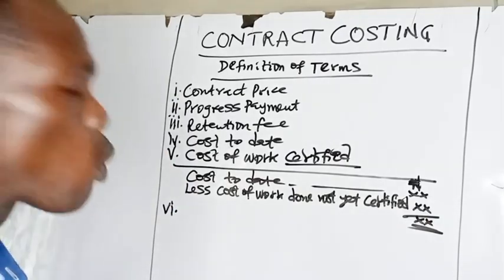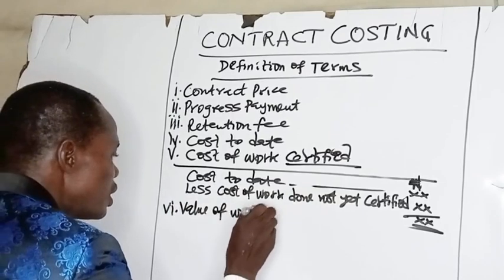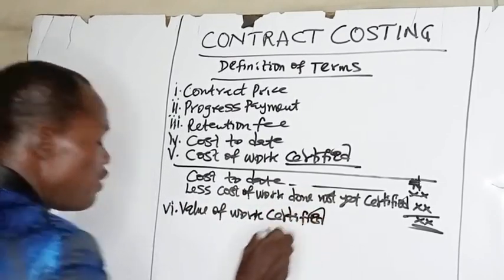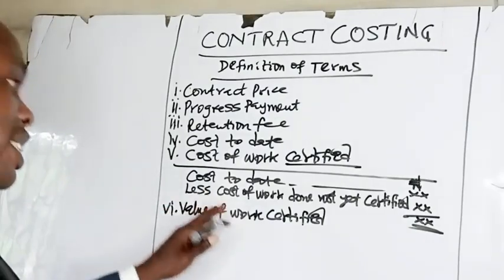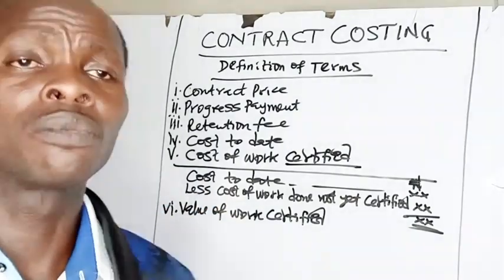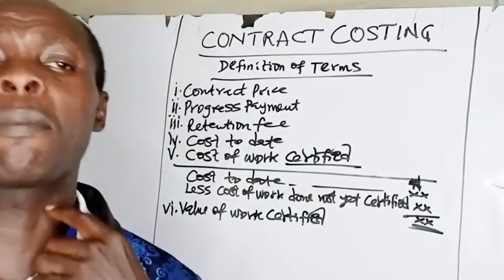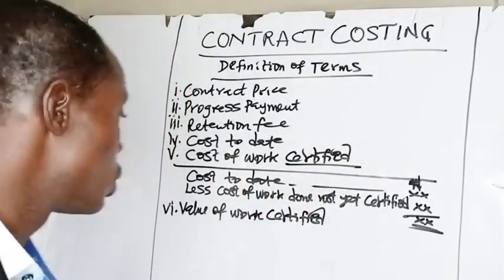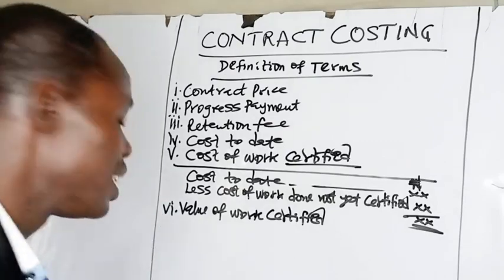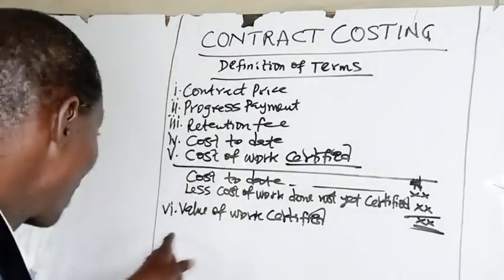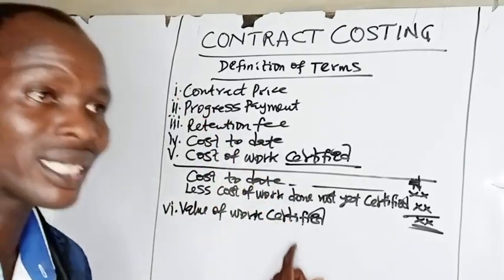Number six is value of work certified. Value of work certified is the market value of the portion of work that has been approved by the architect or the contracting engineer. The architect and the engineer have approved that this work is satisfactorily completed. The portion of the work approved by the contracting engineer is said to be the value of work certified.